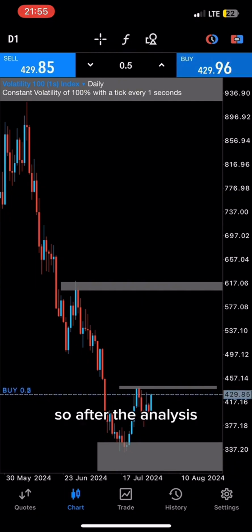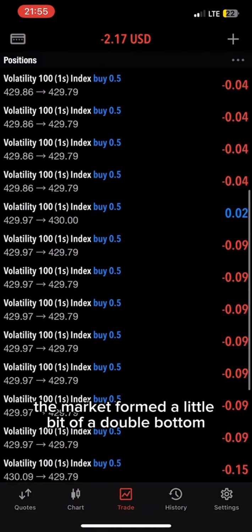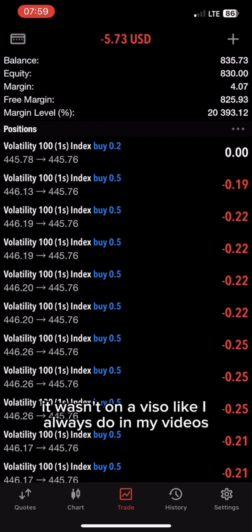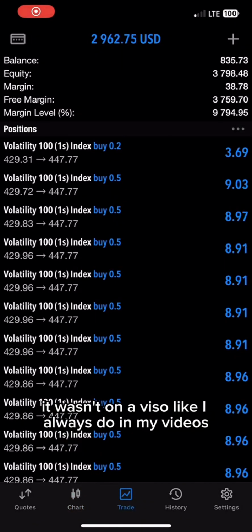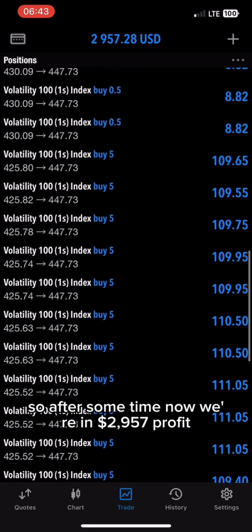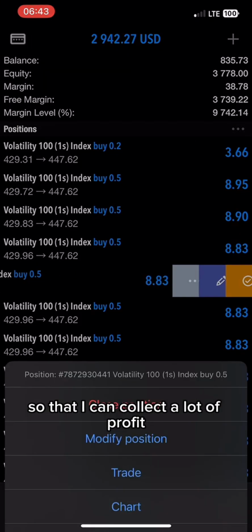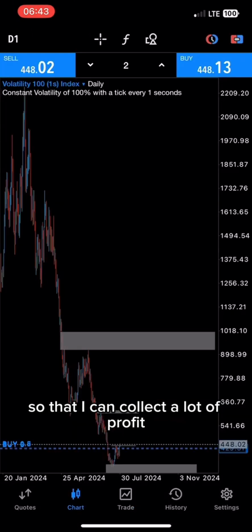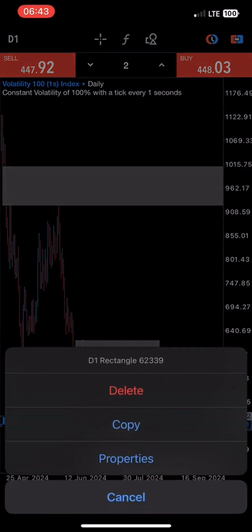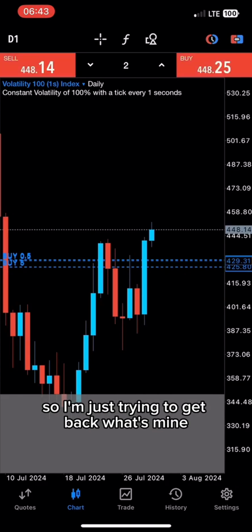After the analysis, we're going to buy because at this point the market formed a little bit of a double bottom, but this double bottom was just a continuation pattern. It wasn't a reversal like I always do in my videos where I put it as a reversal pattern. After some time, now we're at $2,957 profit, which is a lot, because I added more positions so that I can collect a lot of profit. As you can see, the market bought, so I've gone full margin again on this one because I wasn't happy with the way I blew my first account. So I'm just trying to get back what's mine.